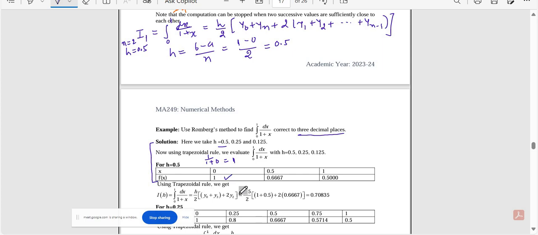If you remember the trapezoidal rule, then it is easy to understand. This is my x0. How will I find x1? So x1 is nothing but my x0 plus h. So x0 is 0, 0 plus 0.5, that gives me 0.5. So this is your x1. Yes or no, everybody?